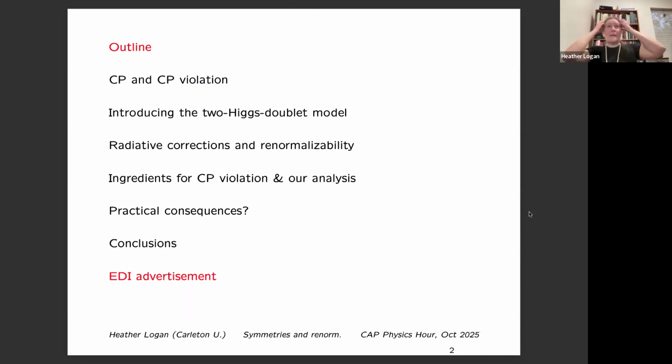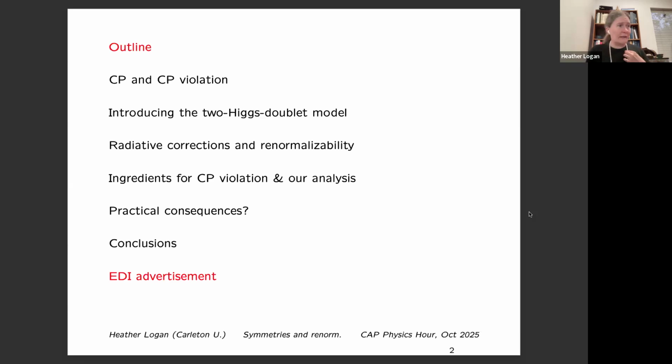Okay, so here's the outline of what I'm going to talk about. I'm going to give an extended introduction to CP, the symmetry that I mentioned, and CP violation, and what we know experimentally in terms of that, and how that is described within the standard model of particle physics. And then I will introduce an extension.